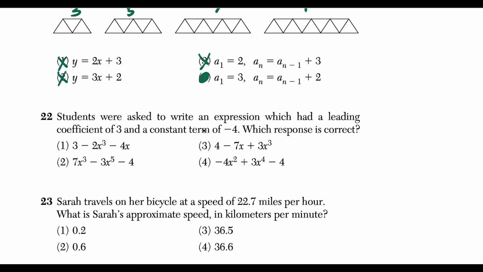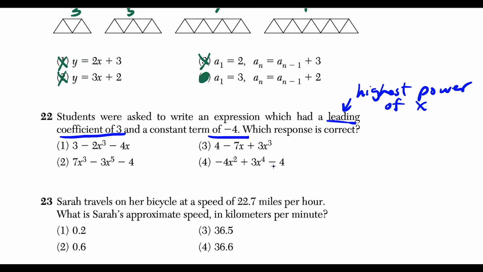For question 22, there's a little bit of a trap here. The student was asked to write an expression that has a leading coefficient of 3 and a constant term of negative 4. One thing to be careful with here is that the leading coefficient refers to the coefficient of the leading term. And for the leading term, we're looking for the highest power of x. The trap here is that the highest power of x doesn't always show up first. So we're looking for a coefficient of 3 with the highest power of x.